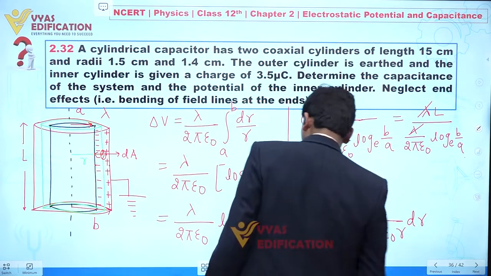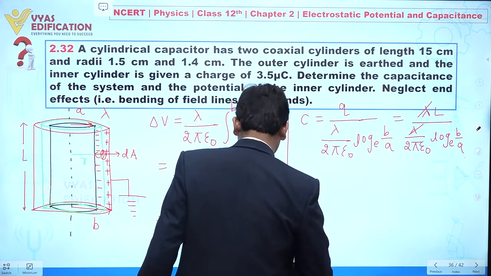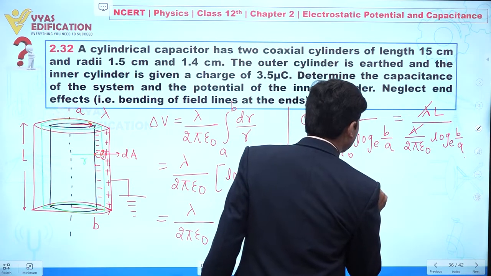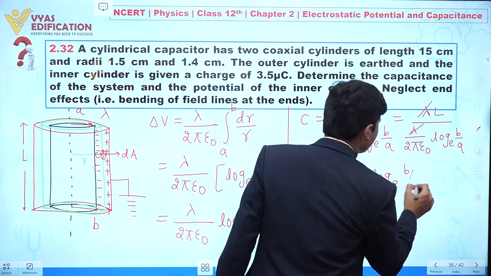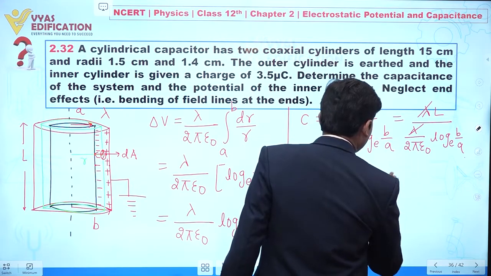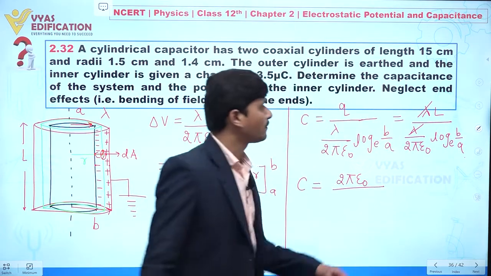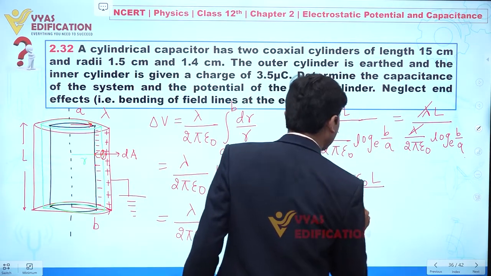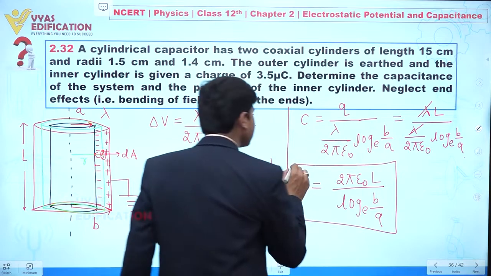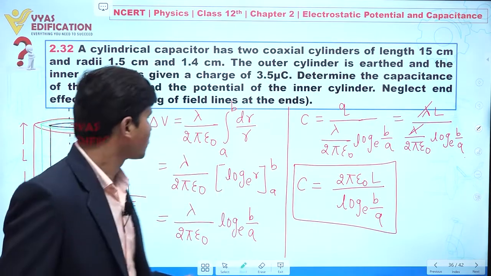Clear? So from here we can write like this: the value of C is given by 2 pi epsilon naught L over log base e of B by A. So this is the value of capacitance of a cylindrical capacitor. Clear? Here we have two coaxial cylinders. So this is the formula.